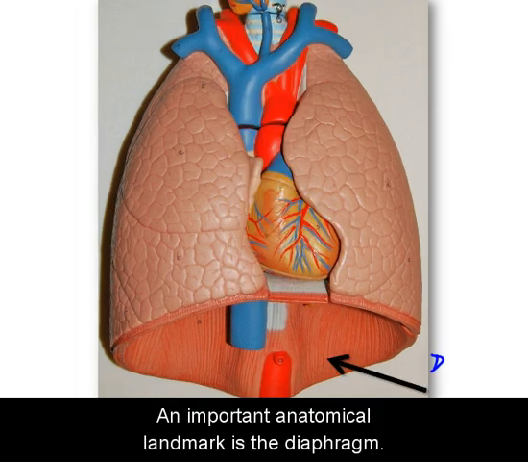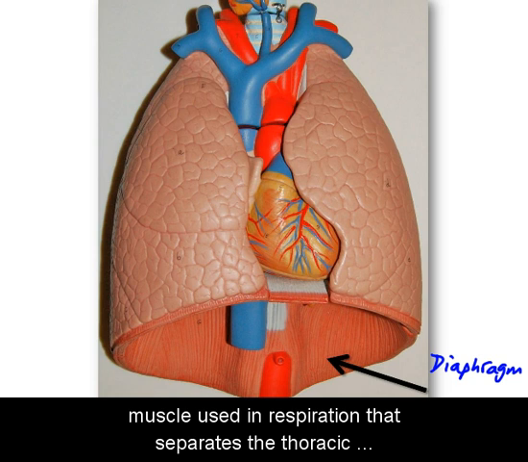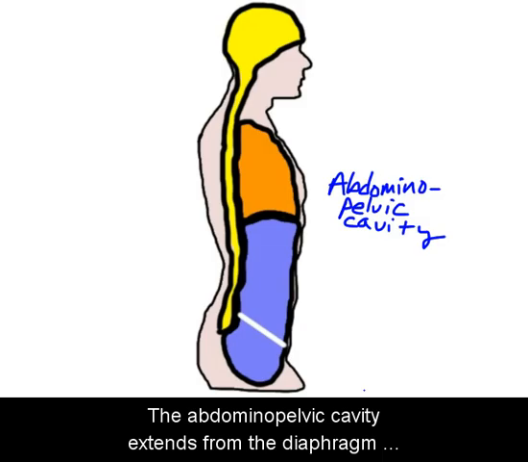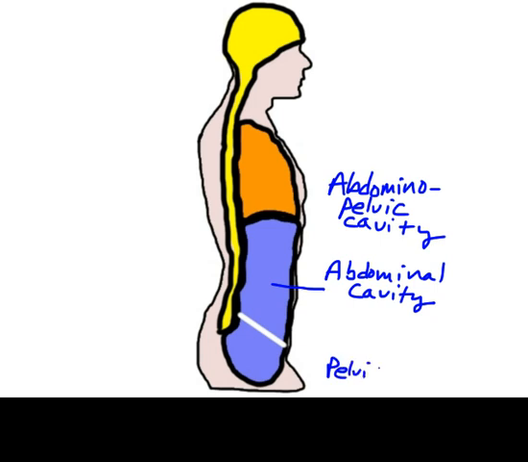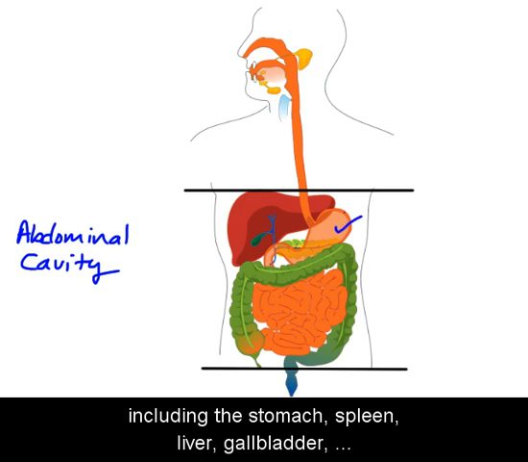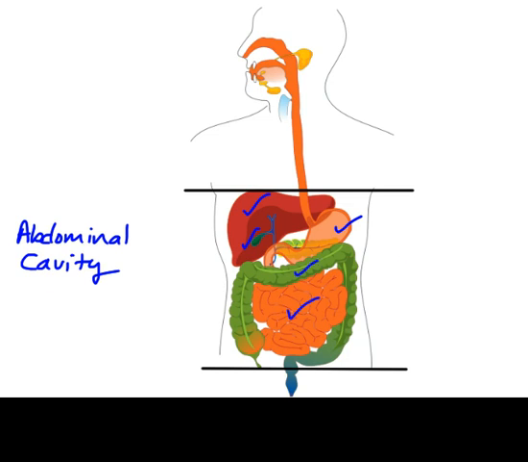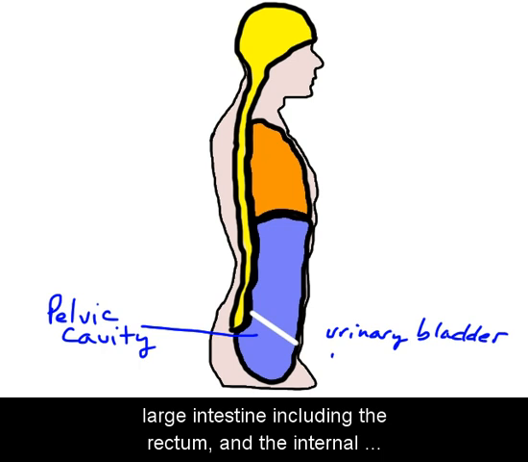An important anatomical landmark is the diaphragm. The diaphragm is a large, dome-shaped skeletal muscle used in respiration that separates the thoracic cavity from the abdominopelvic cavity. The abdominopelvic cavity extends from the diaphragm to the groin and consists of the superior abdominal cavity and the inferior pelvic cavity. The abdominal cavity contains the digestive organs, including the stomach, spleen, liver, gallbladder, small intestine, and most of the large intestine. The pelvic cavity contains the urinary bladder, some of the large intestine, including the rectum, and the internal reproductive organs.